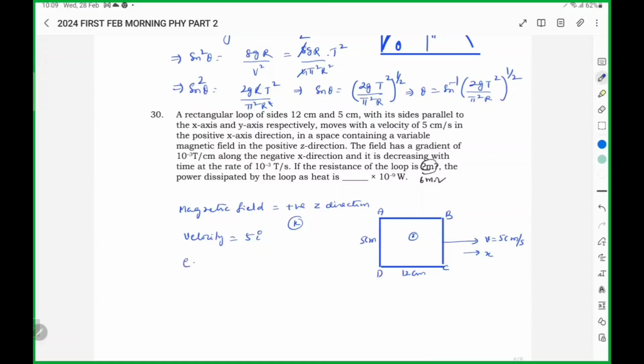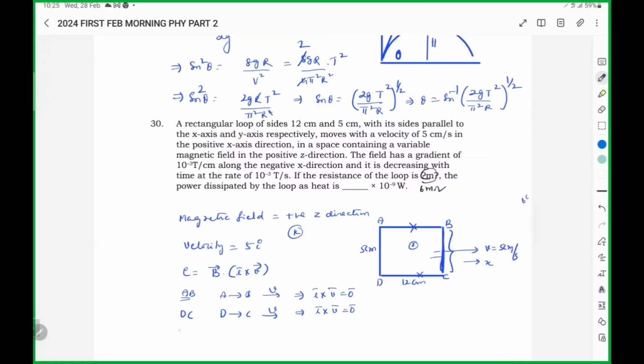So here EMF induced will be B dot L cross V. Here if you consider AB, A to B direction and V direction are same, which implies L cross V will be 0. In case of DC also, D to C and V direction, here also L cross V is 0. So EMF is not induced in these two.